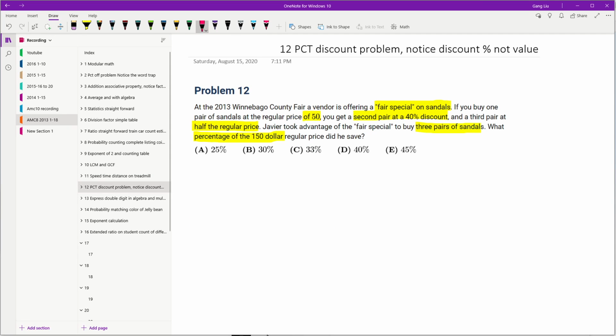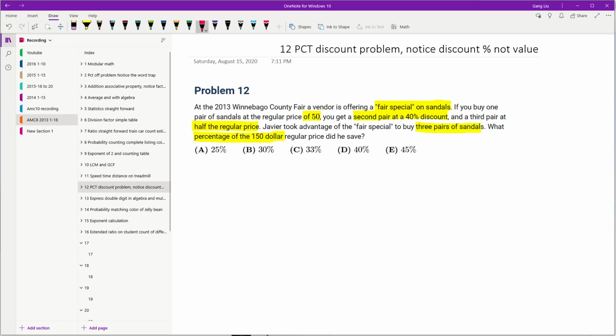At the 2013 Winnebago County Fair, a vendor is offering a fair special on saddles. If you buy one pair of saddles at the regular price of $50, you get a second pair at 40% off and a third pair at half the regular price.